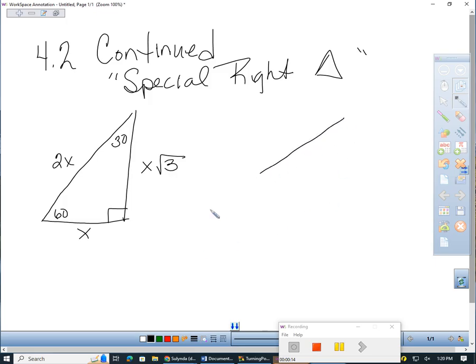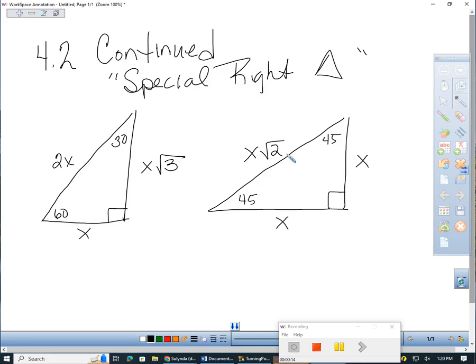The other one is a 45-45 triangle. And the formula for that one, if each of these sides are x, the hypotenuse is x square root 2. Hopefully those sound familiar. Now here's the deal. No matter what the length of the radius is, they're all going to increase at the same ratio, right?